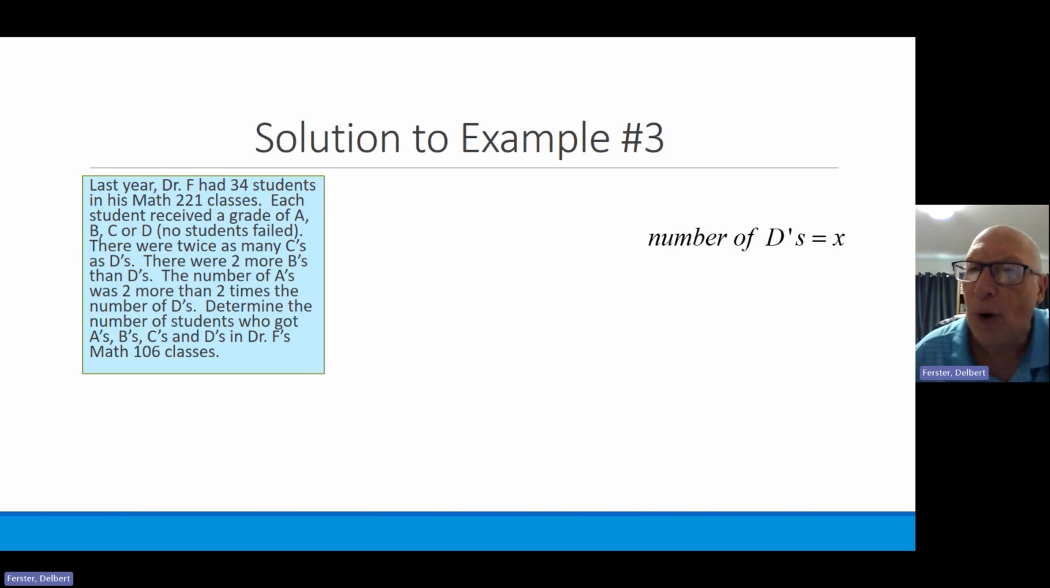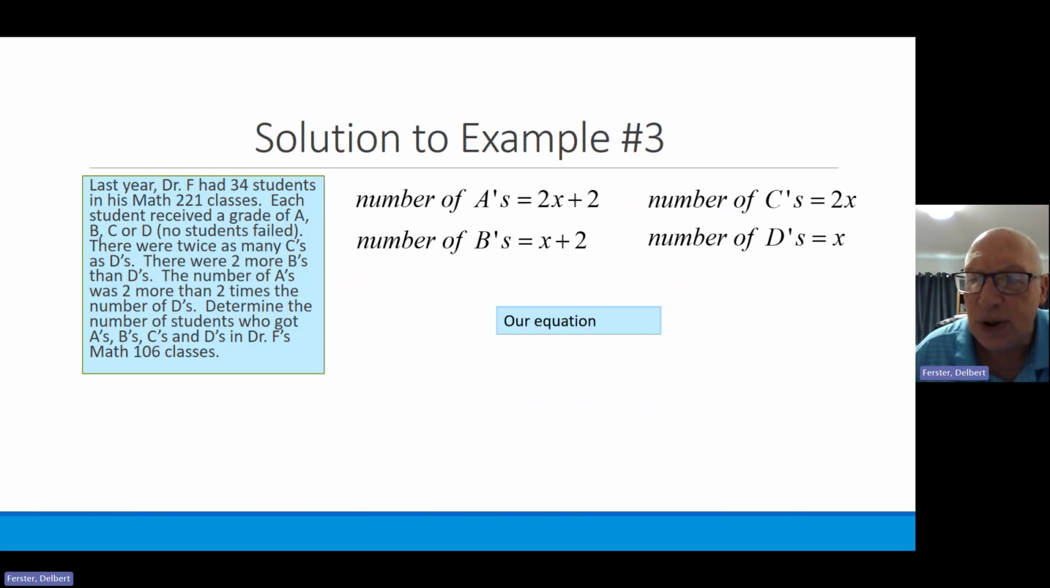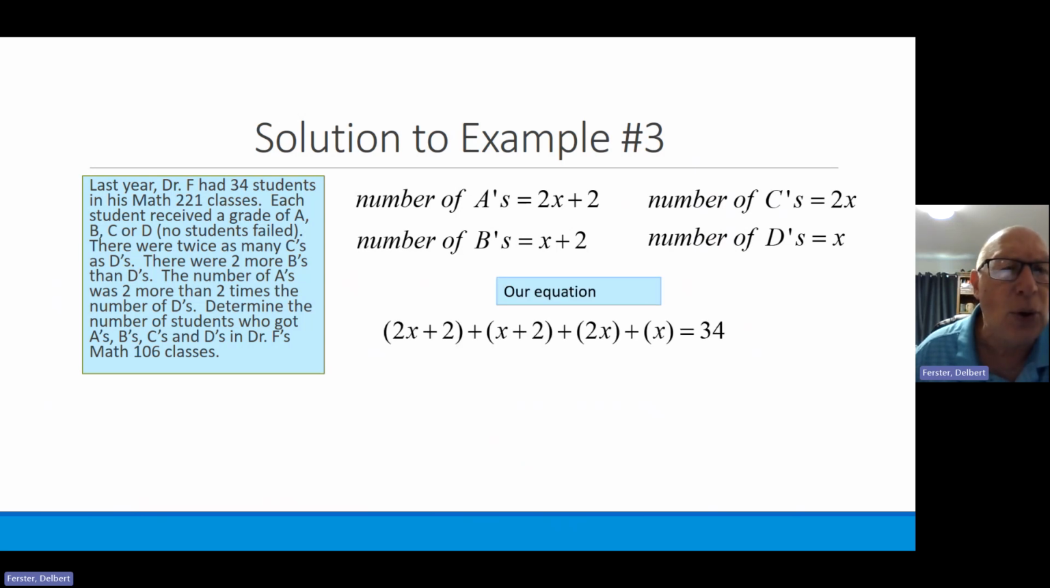Now, as it turns out, you could have put X out there for any of the letter grades. But I think if you get it to the better place, it's a little easier to translate the others, okay? So you see in the problem, it says there were twice as many C's. So number of C's is 2X. Number of B's, as you read the problem, says 2 more B's than D's. So that would be X plus 2. How about the A's? The A's were 2 more than 2 times the number of D's. So that's 2X plus 2. And if we put all of those values together, we know that there were a total of 34 students who received a grade.